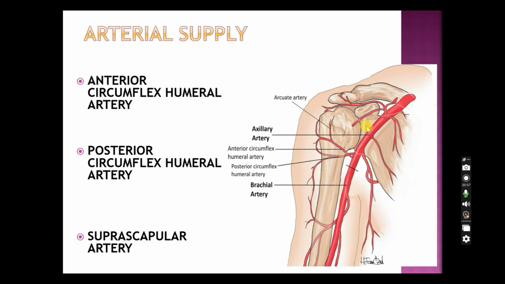Arterial supply: the joint is copiously supplied by blood vessels, by the anterior circumflex humeral artery and posterior circumflex humeral artery, which make an anastomotic necklace over the surgical neck of the humerus, and the suprascapular artery. Suprascapular artery is a branch of the thyrocervical trunk. Thyrocervical trunk is a branch of the first part of the subclavian artery.